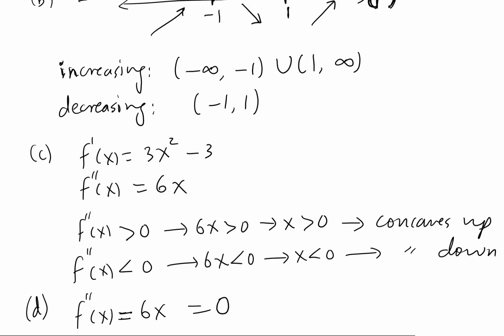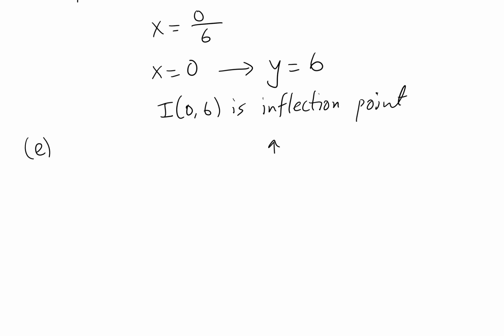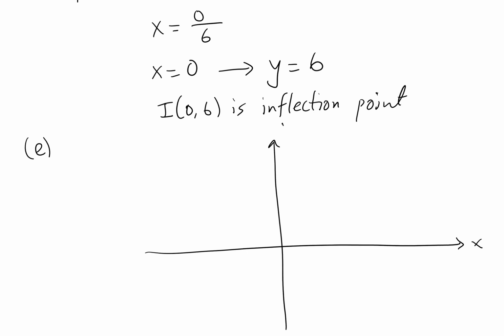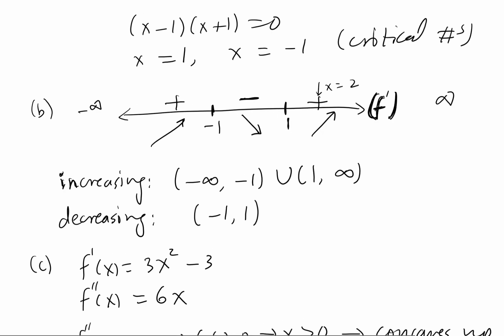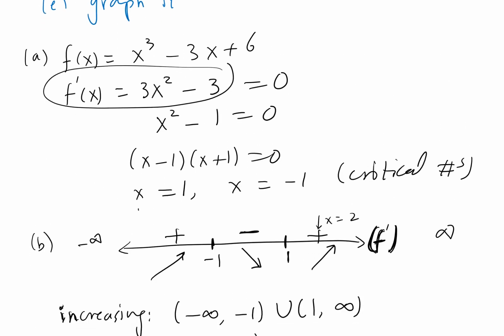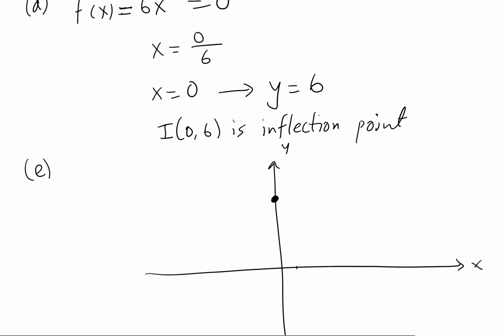E, graph it. All the stuff we did will help us to graph this. Inflection point means the graph is going to go through it. So say it's here. That's where the graph changes concavity. The critical numbers that we found were 1 and negative 1. You can find their corresponding y values by substituting into the original function. That would be 1 minus 3 plus 6, 4, and negative 1 plus 3 plus 6, 8. So (1, 4) and (-1, 8).